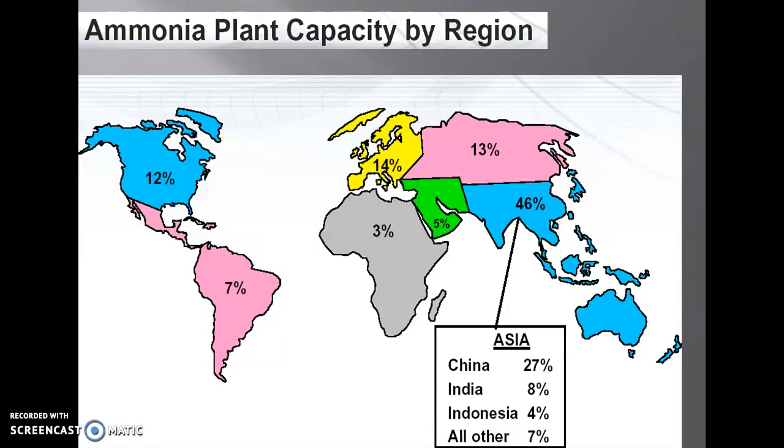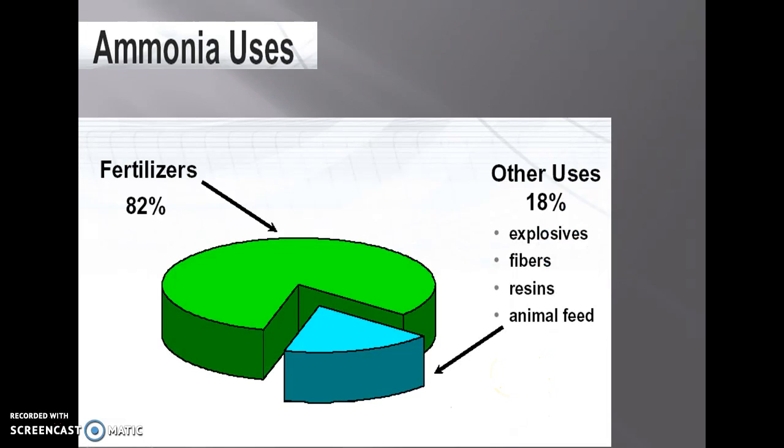Let's look at the ammonia plant capacity by region. You can see in Asia, China produces 27%, India produces 8%, Indonesia 4%, all other remaining 7%. Compared to the consumption of India, India produces a small amount, so obviously imports of ammonia are required. You can see a majority of ammonia goes into fertilizer as a basic application, and the remaining will go into explosives, as it was used in World War II, fibers, resins, and animal feed.